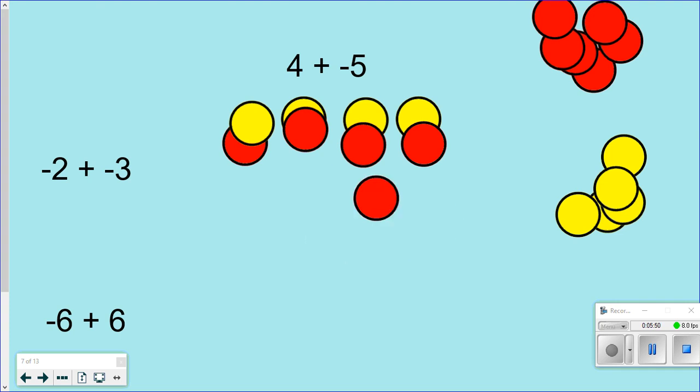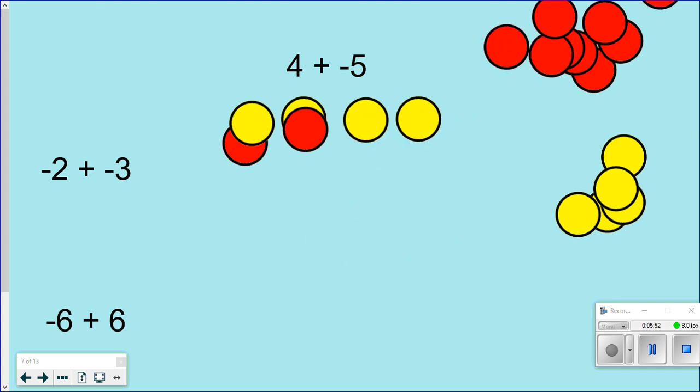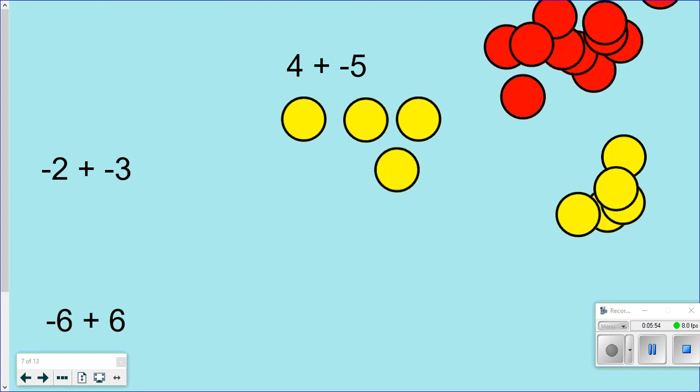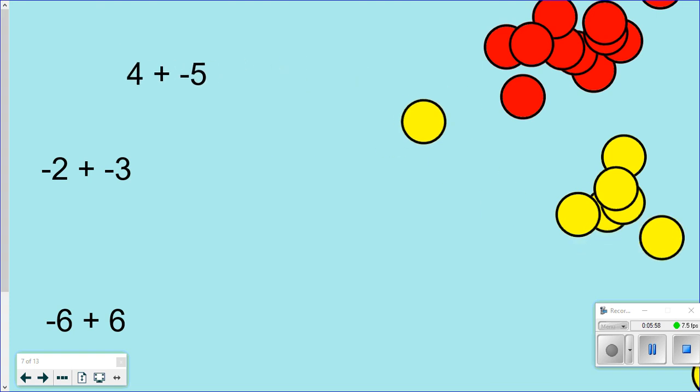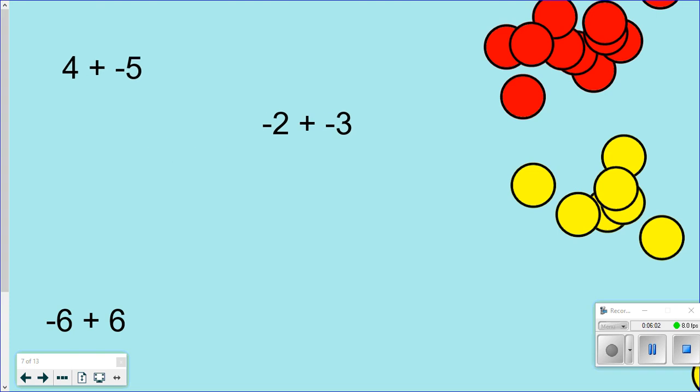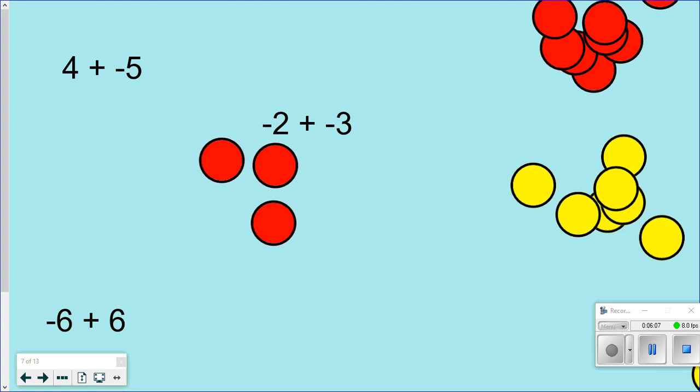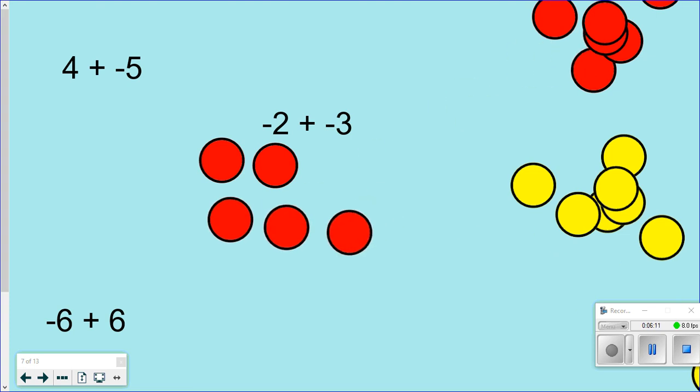Okay, I'm going to do one more of these. I'm going to do this one right here. So I have 2 red tiles I'm going to start with. Then I'm going to add 3 more red tiles. Notice I do not have any yellow tiles to make zero pairs. So if I can't cancel anything out, whatever I have left on my desk is my answer. So I have 5, and since they're red, it's a negative 5.